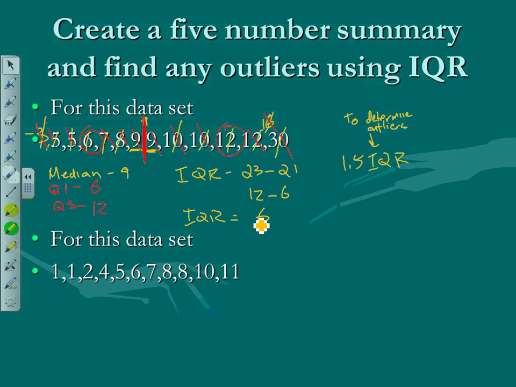It'd be 1.5 times 6. You'd end up getting 9, correct? Okay. We will take our Q3 and add 9. We will take our Q1 and subtract 9. And if we have values outside of that range, then all of a sudden we would consider that an outlier. Yes?